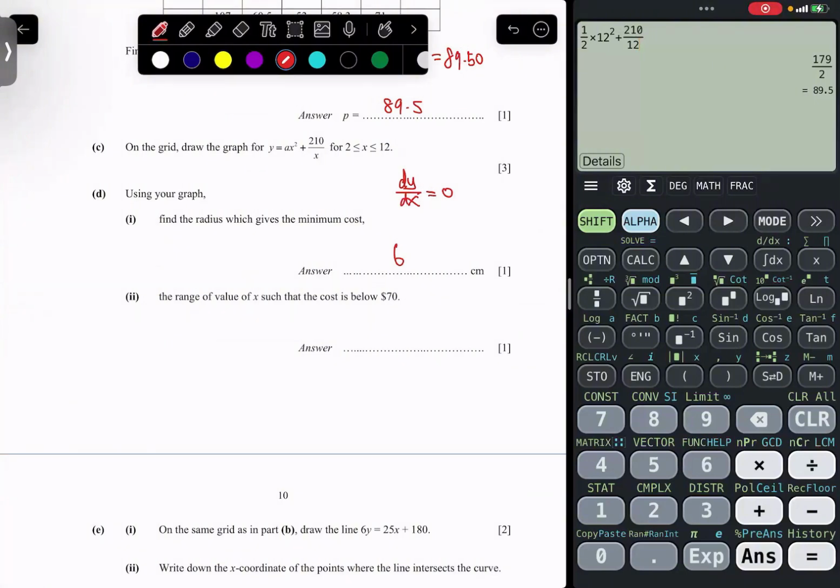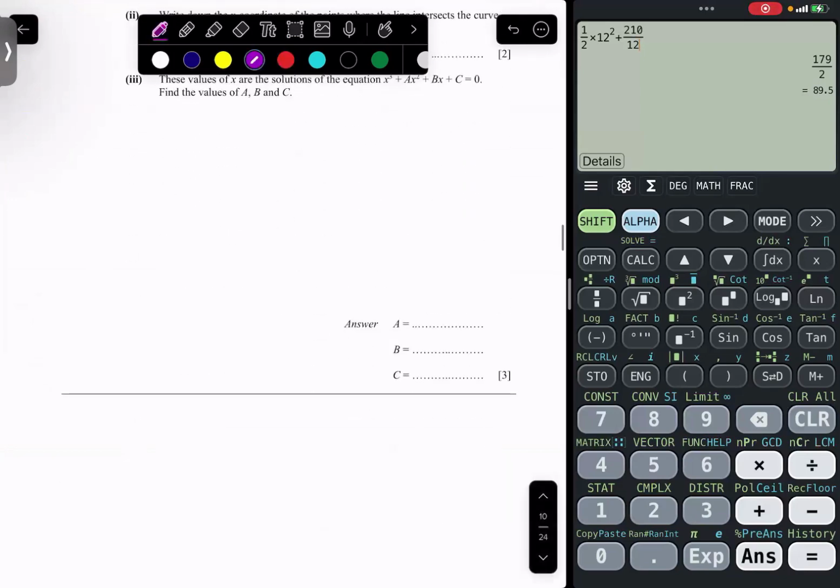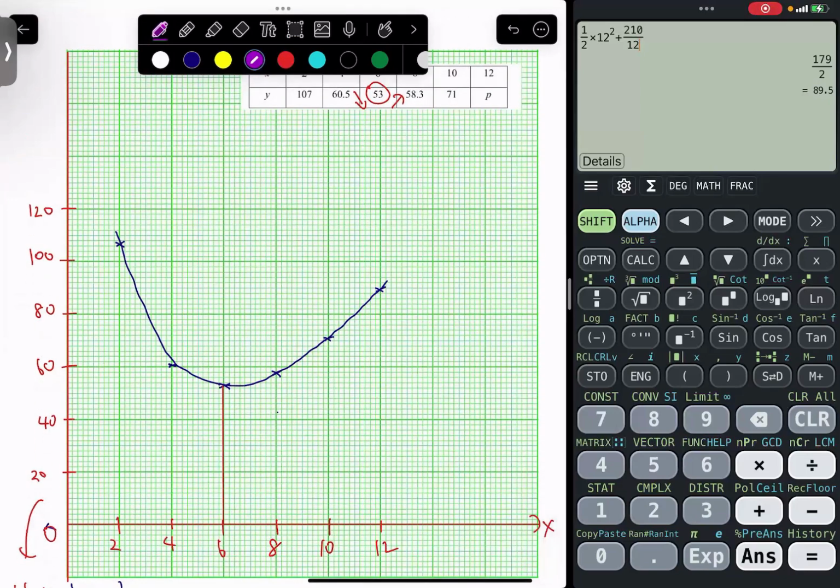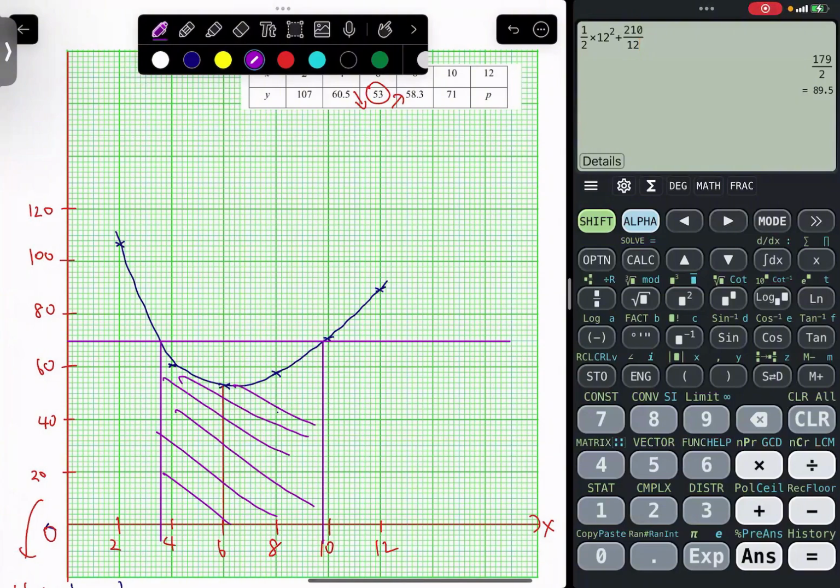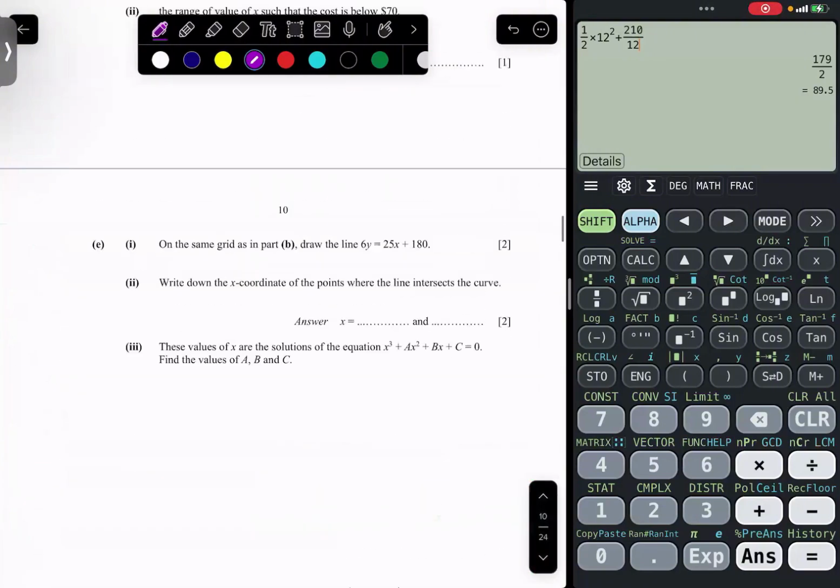Now, the range of values of x such that the cost is below $70. So below $70, what will I do? At the $70 mark, I will draw one line. This portion down here is where the cost is below $70. Of course, you don't need to shade it. You just need to give me the range.